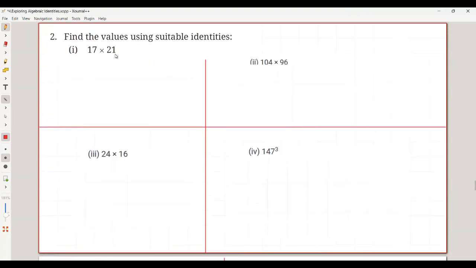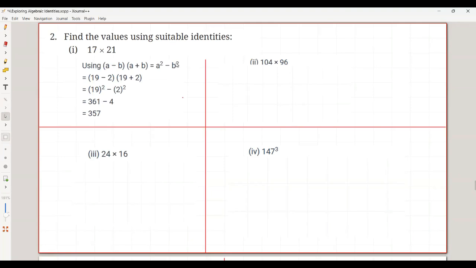So question number 2, find the values using the suitable identities. 17 into 21. Okay, 17 into 21 is given, so you have to use the suitable identities. First of all, you have to think, okay, how we can write 17 and 21 to use the identity. Which identity can be used for this? First, you have to identify using a minus b, a plus b is equal to a square minus b square. Okay, so first of all, you have to expand this in the form of a minus b, a plus b.